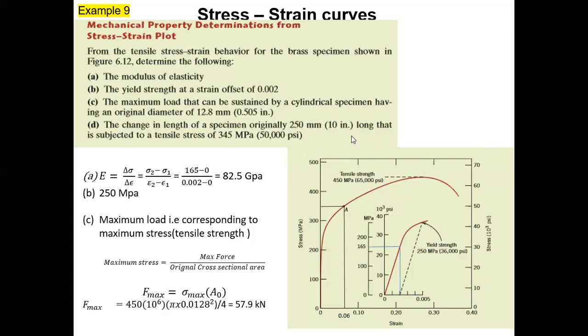Actually, I will tell. The part D, the change in length of a specimen originally 250 millimeter long that is subjected to a tensile stress of 345 megapascal. Right? Actually, the answer can be a little different if you didn't choose the corresponding point for the tensile stress of 345 as this point A. I forgot to tell you, this point A is corresponding to the tensile stress of 345 megapascal. Right? Here it will be 345. So for your easiness, I marked the corresponding strain as 0.06.